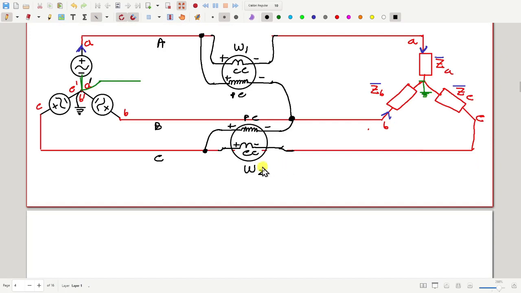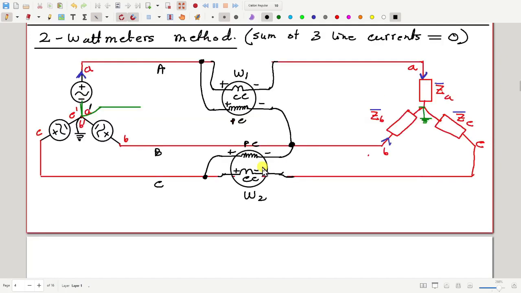Okay, fine. Next, what will be the total power? The total 3-phase power will be just the sum of W1 plus W2. Only 2 wattmeters, only 2 readings we have. Just add these 2 readings, that will be the total power. We don't need 3 wattmeters. How is that possible? That's what I am going to justify now.